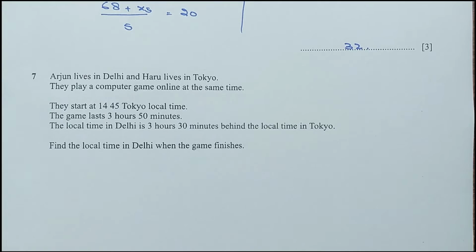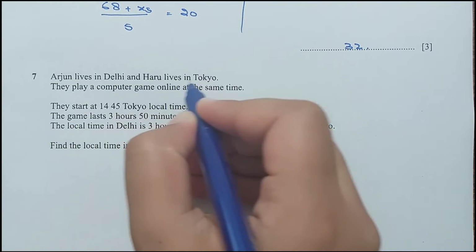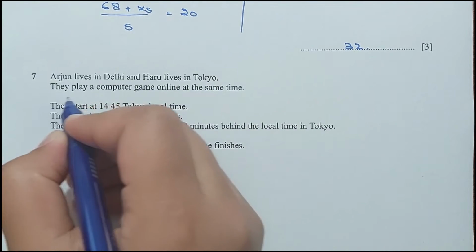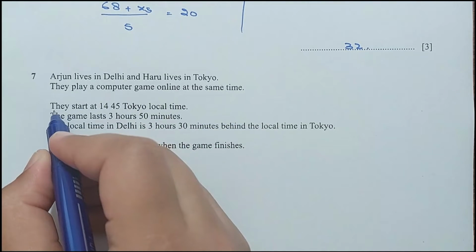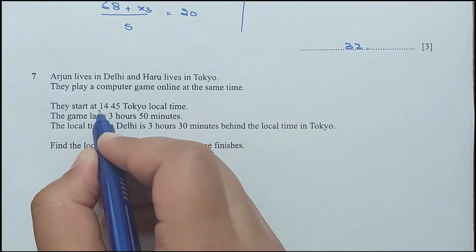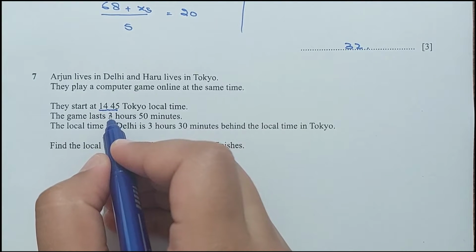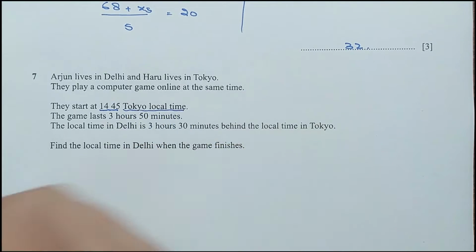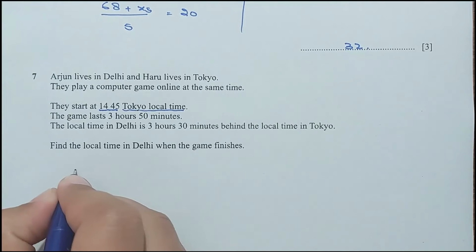Question number 7. Arjun lives in Delhi and Hero lives in Tokyo, right? They play a computer game online at the same time, all right? They start at 14:45, which means 2:45 Tokyo local time, right? The game lasts 3 hours and 50 minutes, right?